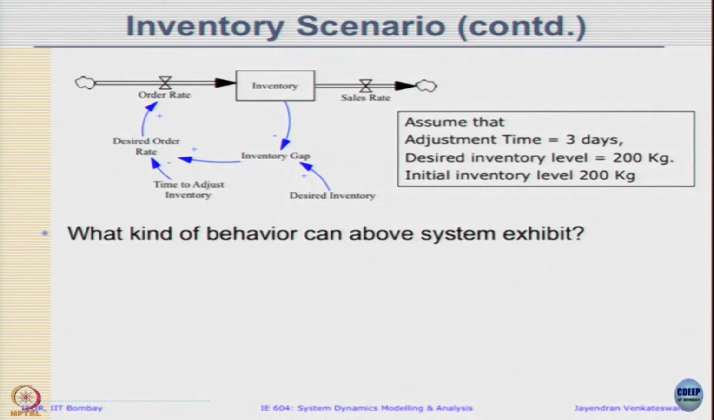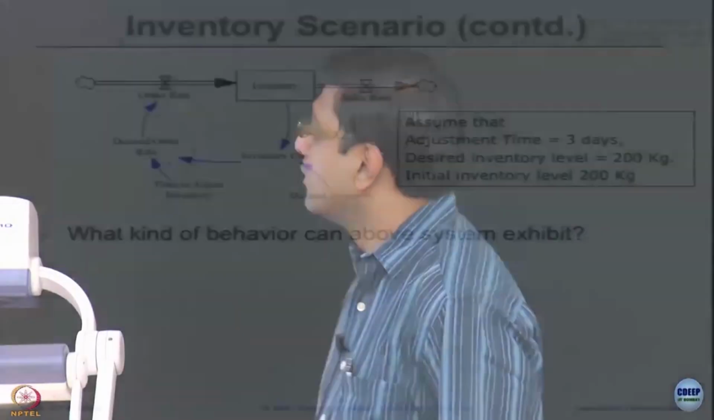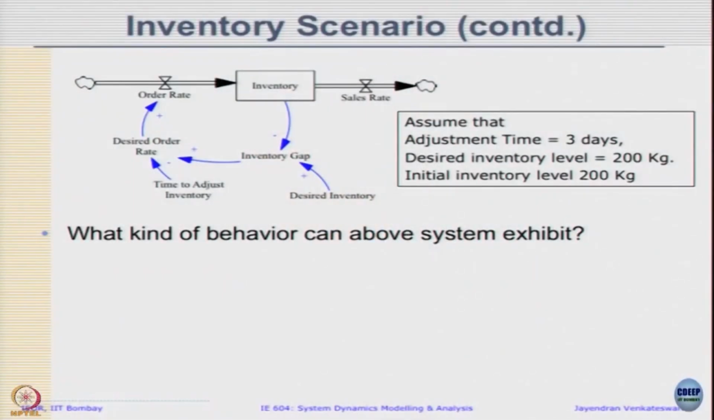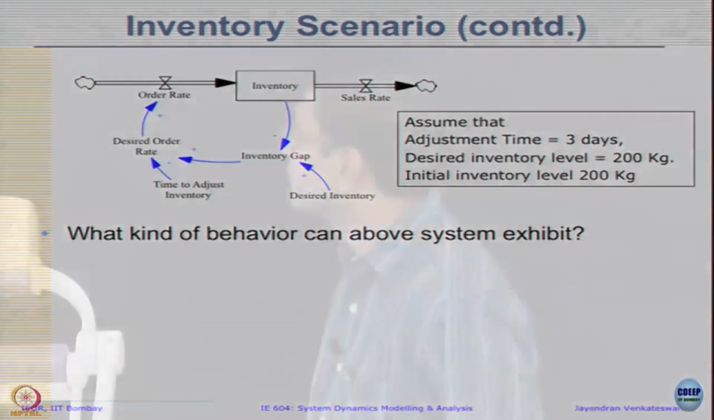What kind of behavior can the above system exhibit? This is a first order negative feedback system. This is simple goal adjustment behavior, right? There are no table functions, there is no complexity. Inventory gap is nothing but the difference between desired inventory and inventory. Desired order rate is inventory gap divided by time to adjust inventory, which you might have guessed based on the variable names as well as the causal links. And order rate can be simply set equal to desired order rate.